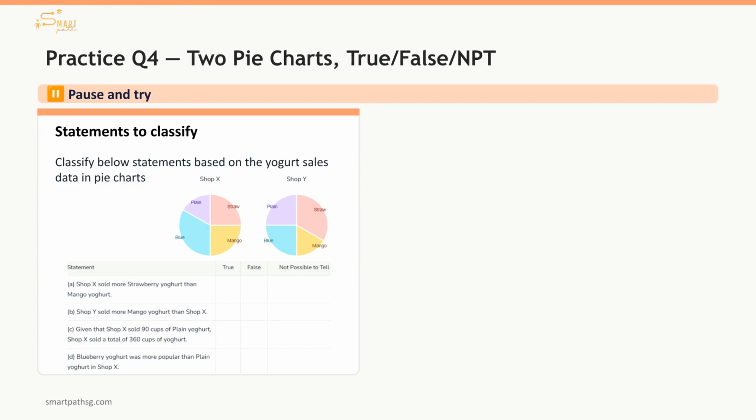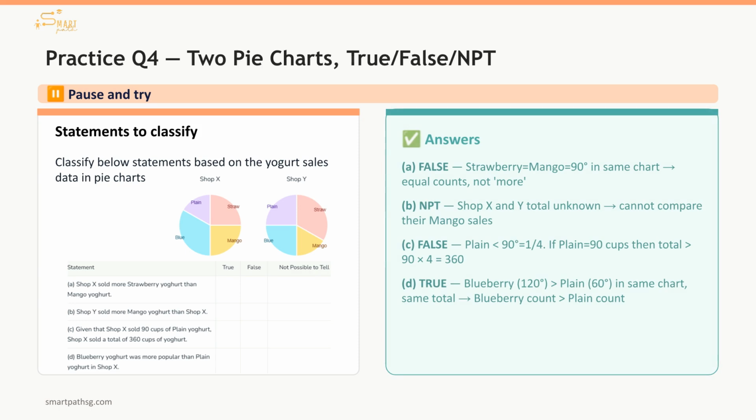Practice question 4 requires you to classify statements as true, false, or not possible to tell based on 2 pie charts. Pause the video and give it a try first. Statement A is false because angles are equal. B is not possible to tell because the totals are unknown. Remember, you can only compare actual values across charts if their totals are given or derivable. C is false because Plain's angle is less than 90 degrees. D is true because Blueberry's angle is larger than Plain's angle in the same chart.